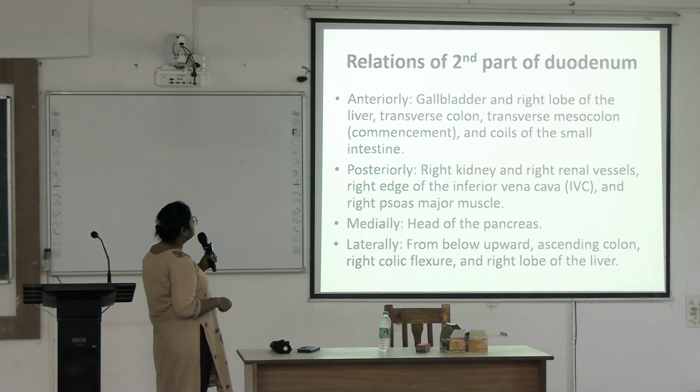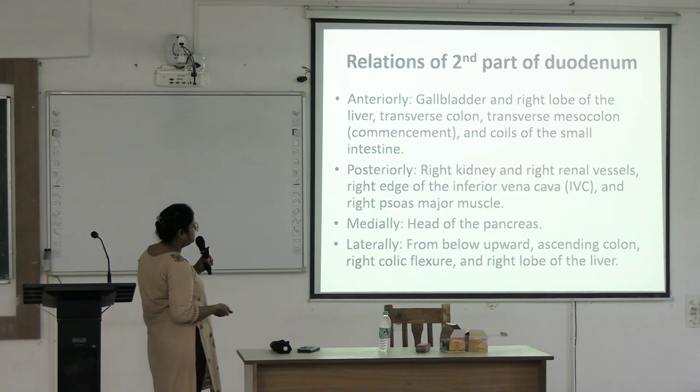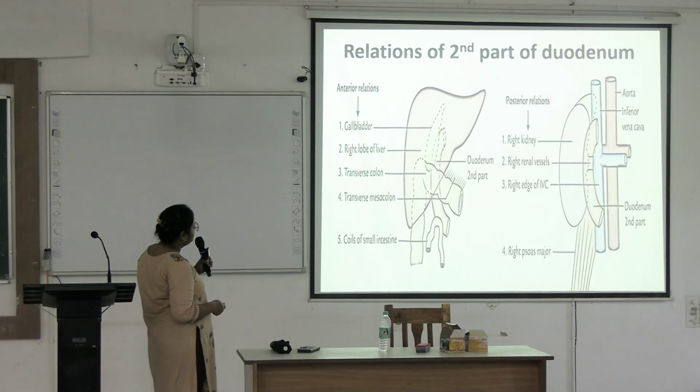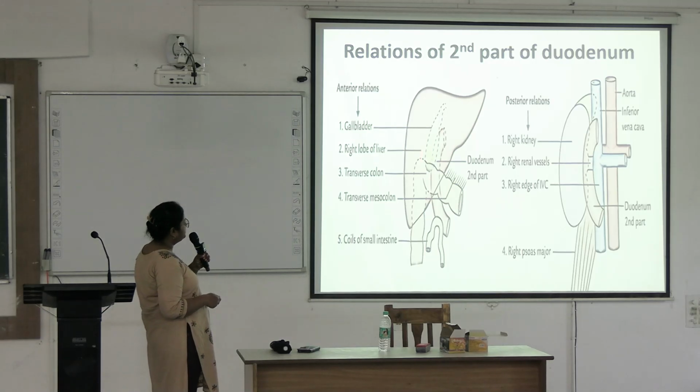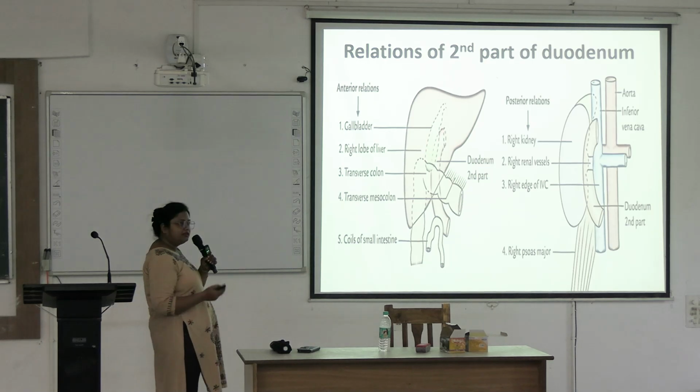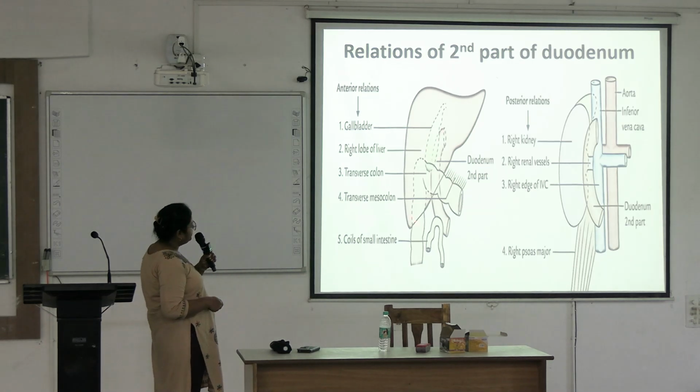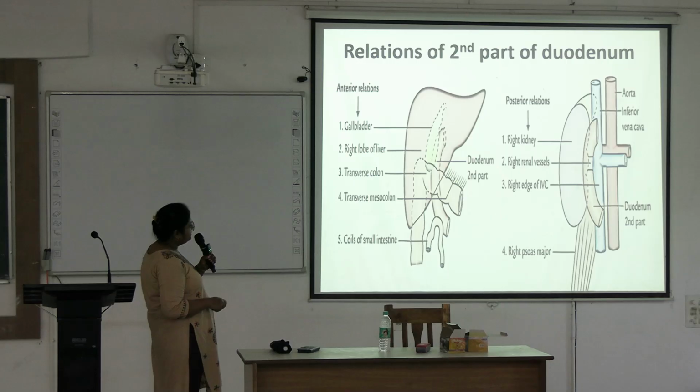Okay, so these are the relations of the second part of the duodenum. See here, this is the second part. Anteriorly lies the gallbladder and right lobe of the liver. Posteriorly lies the transverse colon, right colic flexure, mesocolon. Okay, and medially lies the pancreas, and laterally lies the ascending colon.